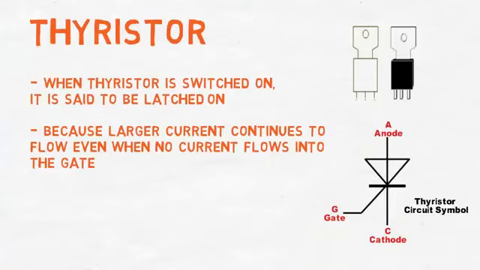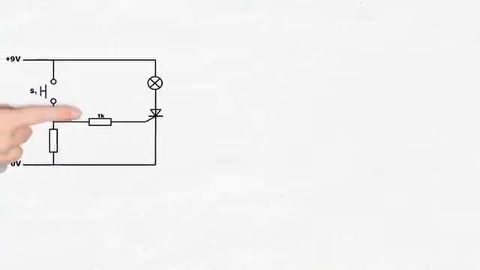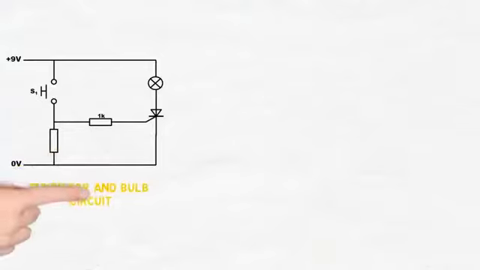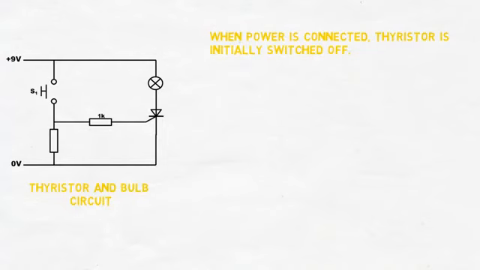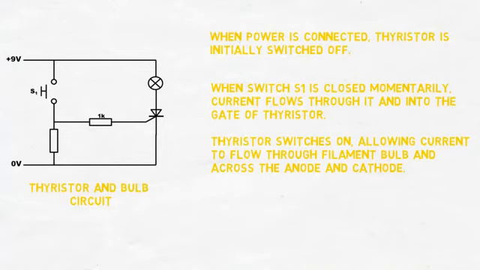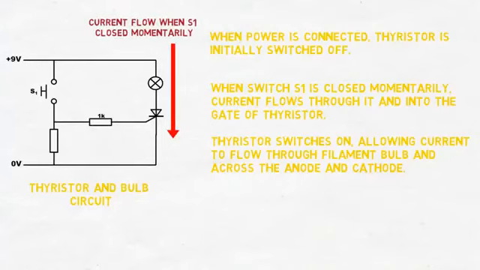Moving on to see how a thyristor is connected in the circuit. In the figure below, it is a thyristor and bulb circuit. When power is connected, the thyristor is initially switched off. When switch S1 is closed momentarily, a current flows through it and into the gate of the thyristor. The thyristor will switch on, allowing the current to flow through the filament bulb and across the anode and cathode to the 0-volt track.